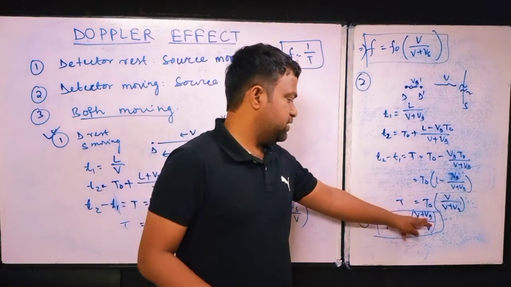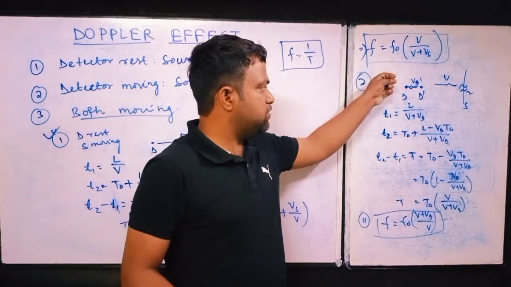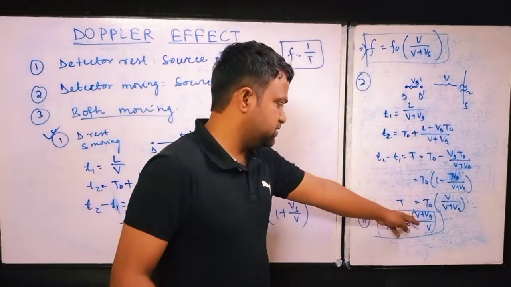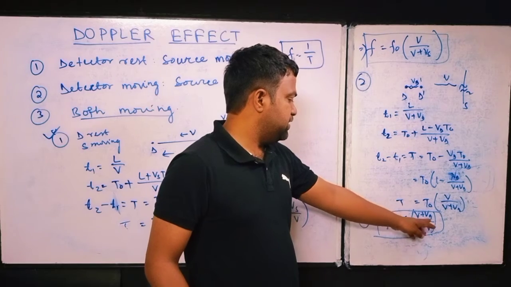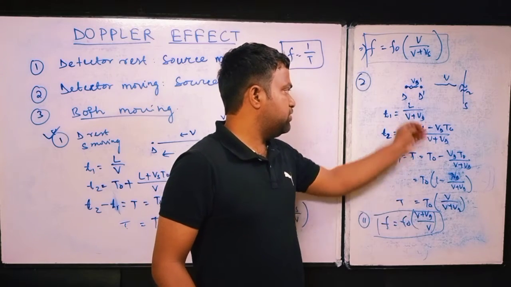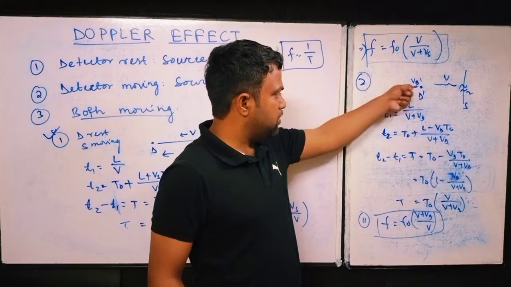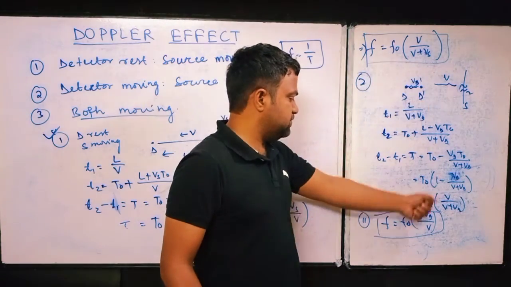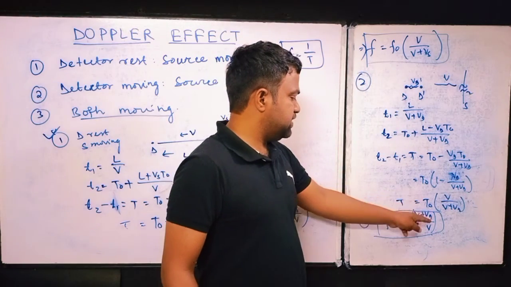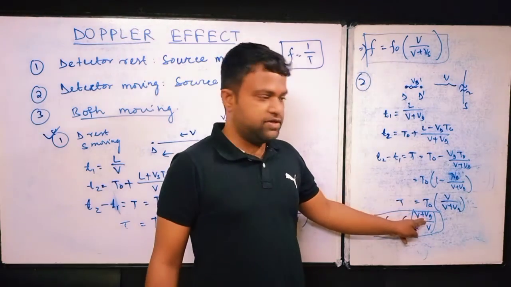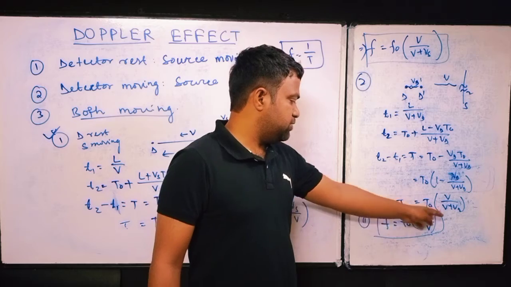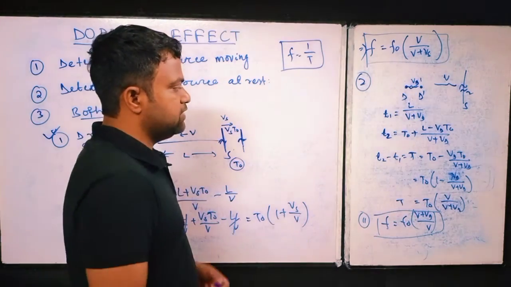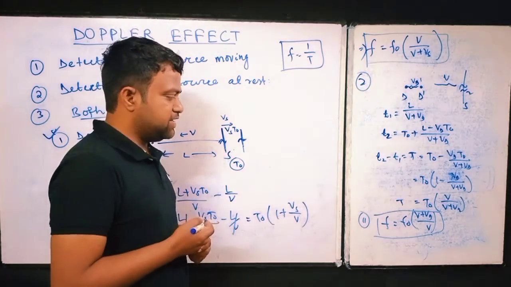Here, if the detector approaches towards the source, your frequency will be more because it's in the numerator. If the detector's speed is away from the source, along the negative axis, you will use a negative sign, so the numerator will decrease and your frequency will also decrease, right? So this is what we got for the second case.